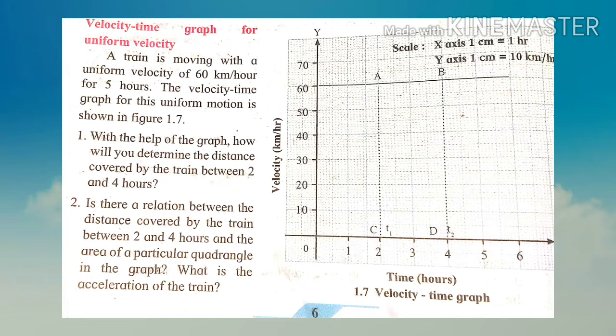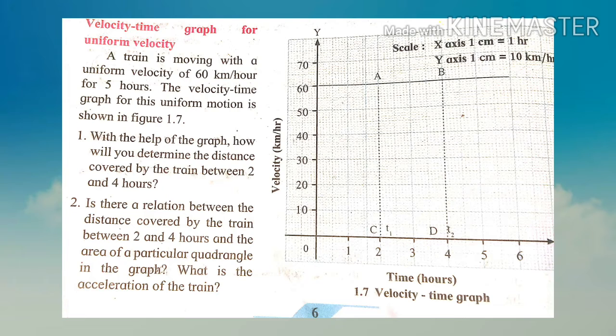Now we discuss the velocity time graph for uniform velocity. For this purpose, we discuss one more example. That is, a train is moving with a uniform velocity of 60 km per hour for 5 hours. The velocity time graph for uniform motion is a straight line. With the help of the graph, we determine the distance covered by the train between 2 to 4 hours.